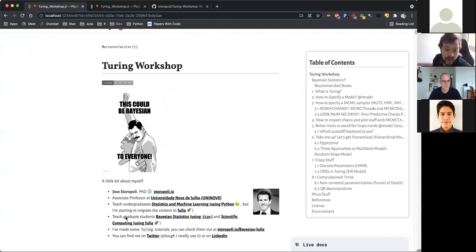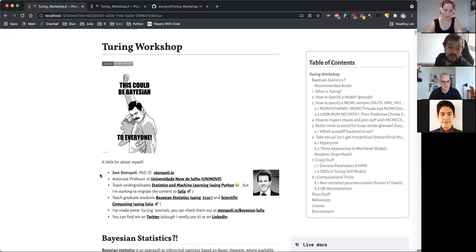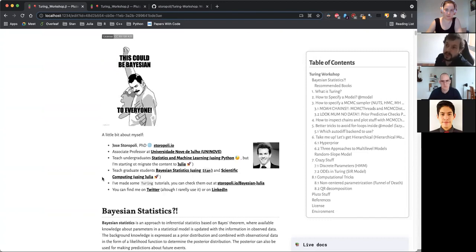I also teach graduate students Bayesian statistics. I mainly use Stan, and scientific computing using Julia. This is a new course that I will teach starting in August, so I'm pretty excited. I will be mainly using Pluto notebooks, just like the people at the MIT Computational Thinking course do, but the whole content is in Portuguese.